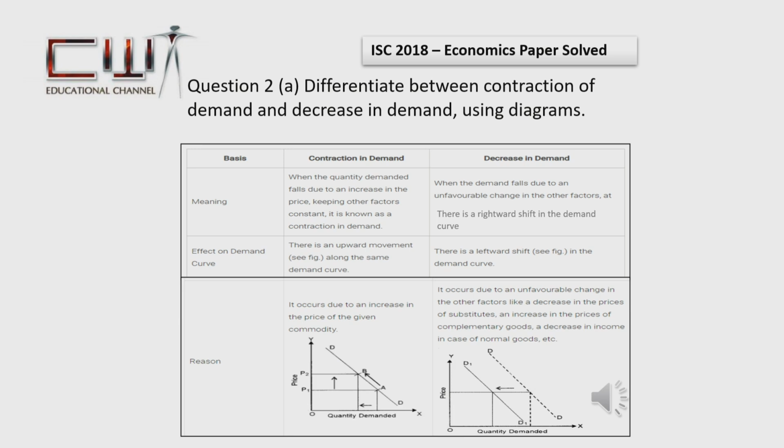If we see the curve, the reason under contraction of demand is because of the change in price, the quantity demanded changes. But in case of decrease in demand, other factors may influence the demand except the price. So the demand curve shifts.